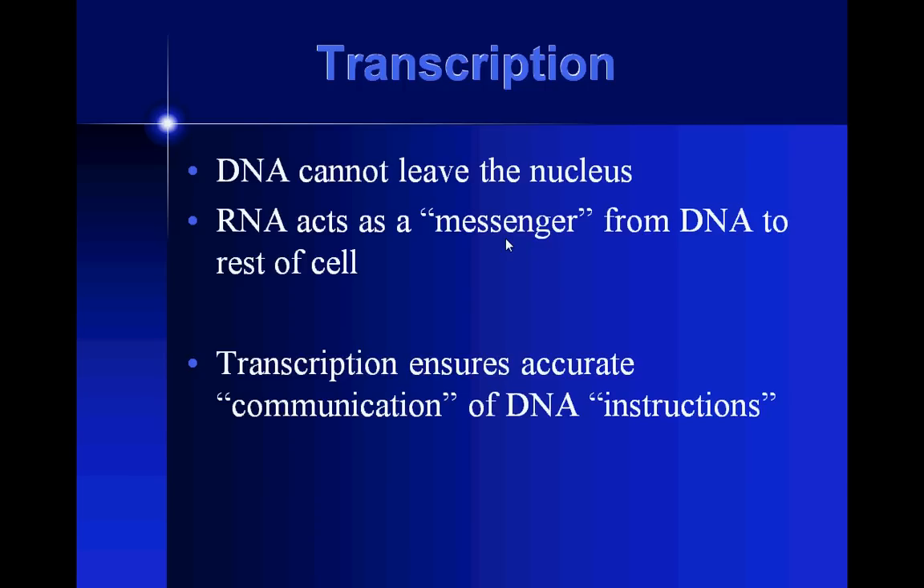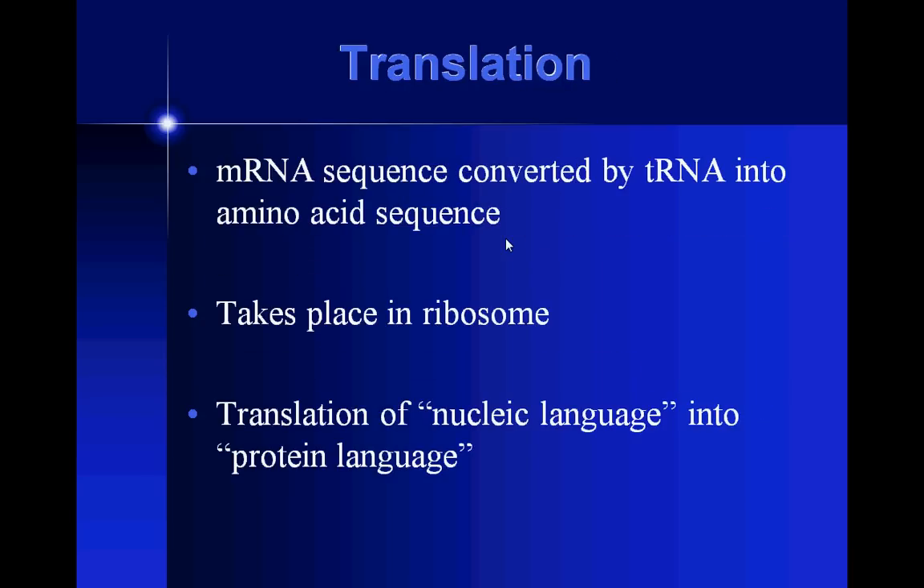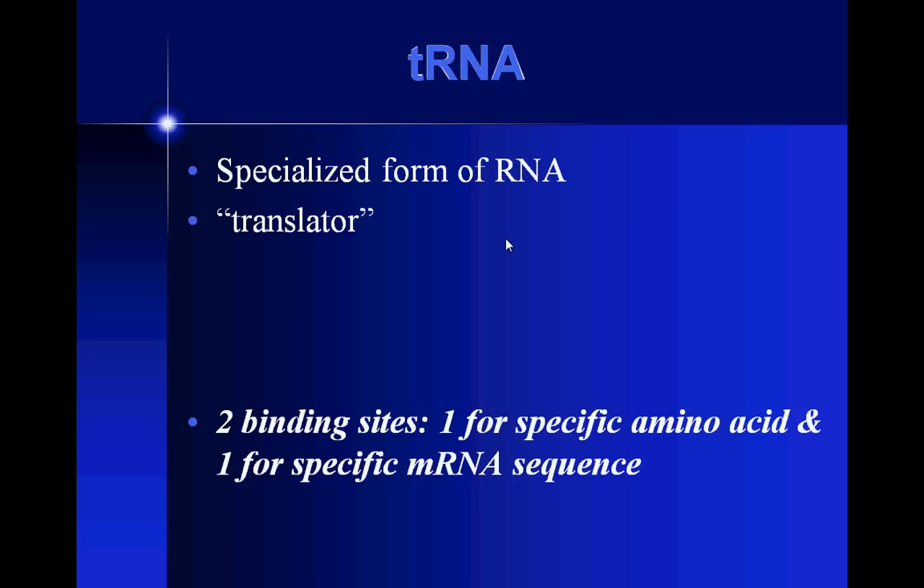So remember that RNA acts as that messenger for DNA, and it gets it out of the cell and communicates those instructions back at the ribosome. So at the ribosome, we have translation, and this happens where the messenger RNA sequence that was in the nucleus comes out and lays itself down on the ribosome, and the tRNA comes along and puts together the amino acids that are needed. So it tends to be called the translator.